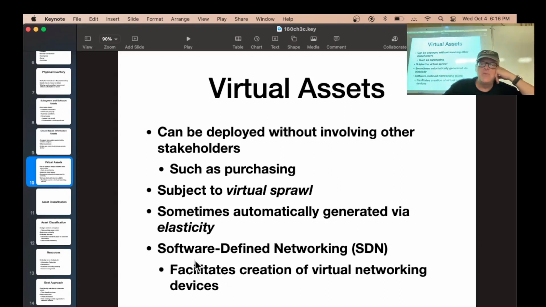And software-defined networking is part of this, where it automatically creates new devices, automatically assigns them new virtual IP addresses and connects to them. That's what Kubernetes does.